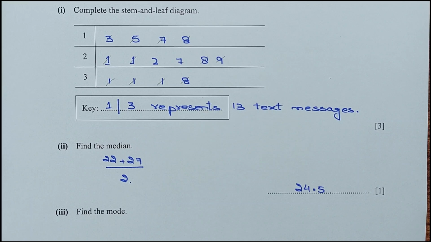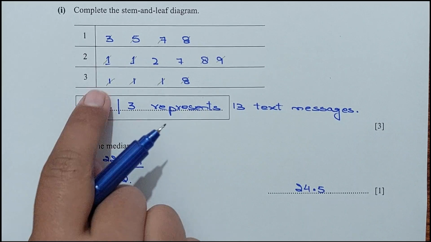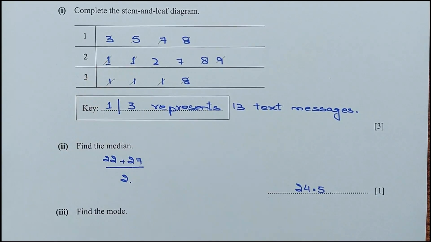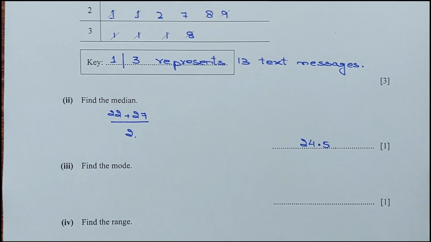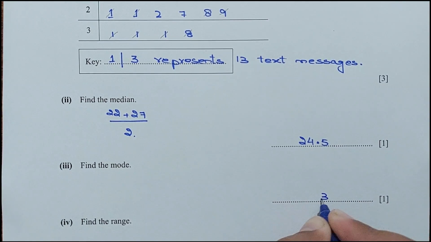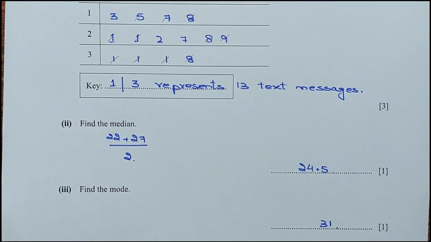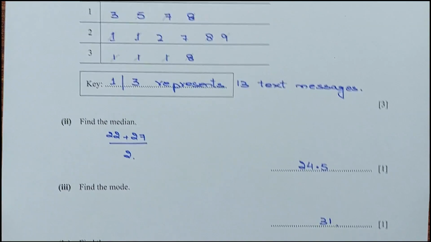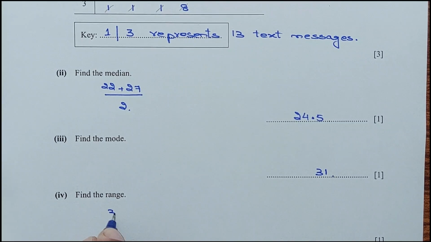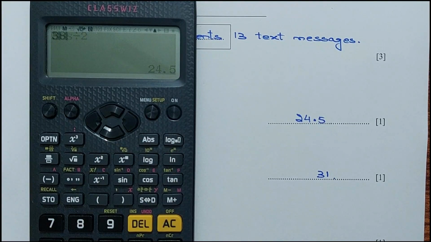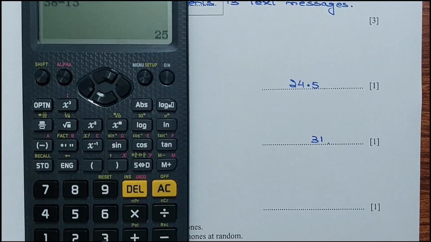Now part 3, find the mode. Mode is the most repeated value. As you can see, the mode is 31. 21 repeats twice and 31 repeats thrice. So 31 is the mode. Right, now for part 4, find the range. Range is the difference between the higher and the lower one. The higher one is 38, the lower one is 13. The difference of 38 and 13. Right, 38 subtract 13 is 25.